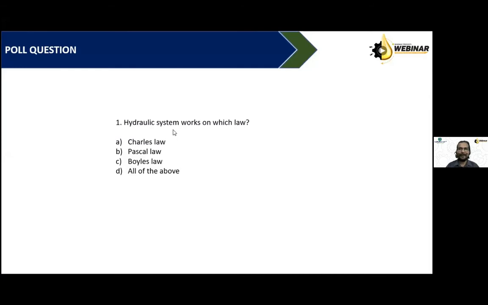Awesome. 75% voting goes to Pascal's law, and Mr. Pascal is the winner. Rightly said, the basic law which is applicable to hydraulics is Pascal's law. Later on, Charles' and Boyle's laws have certain application in the field of robotics, but they are not the fundamental law for hydraulics.